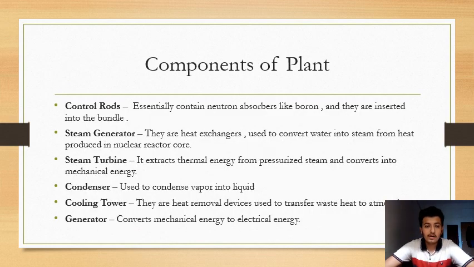The components of a plant are control rods, steam generator, steam turbine, condenser, cooling tower, and generator. Control rods contain neutron absorbers like boron, and they are inserted into the bundle. Steam generators are heat exchangers used to convert water into steam from heat produced in the nuclear reactor core. A steam turbine extracts thermal energy from pressurized steam and converts it into mechanical energy. A generator converts mechanical energy to electrical energy, and a condenser is used to condense water vapor into liquid.